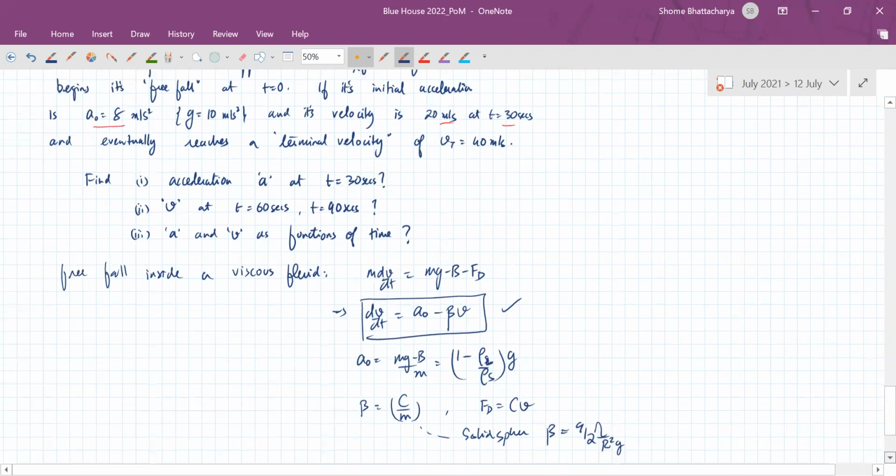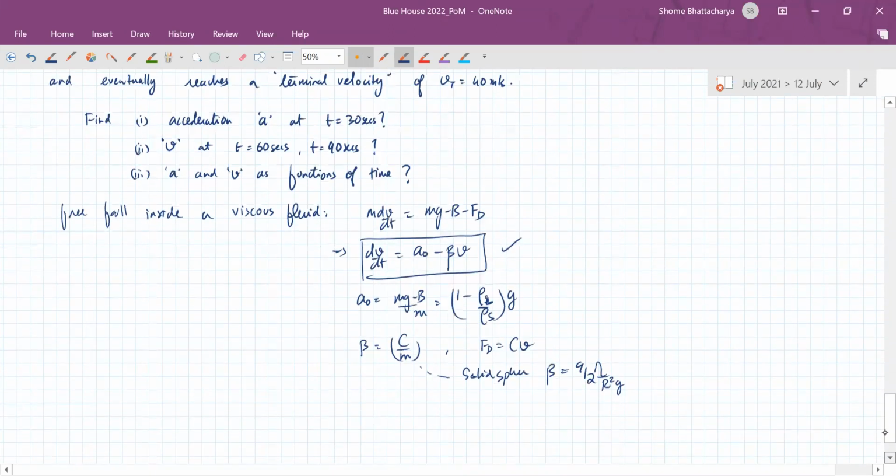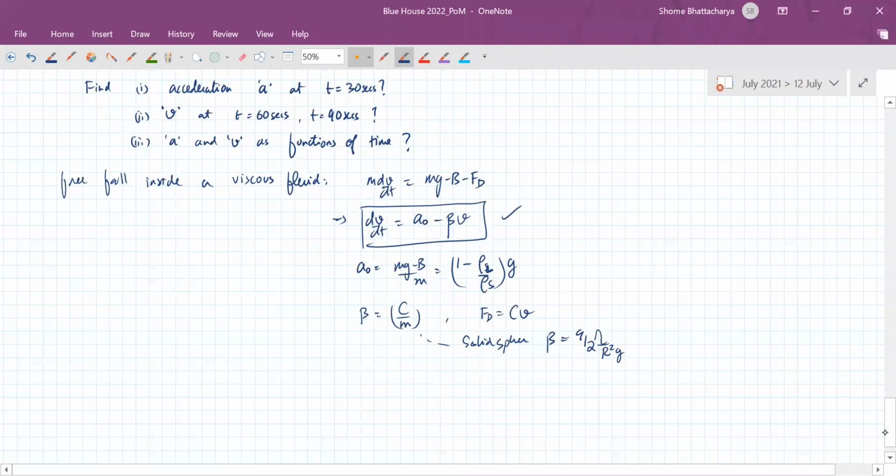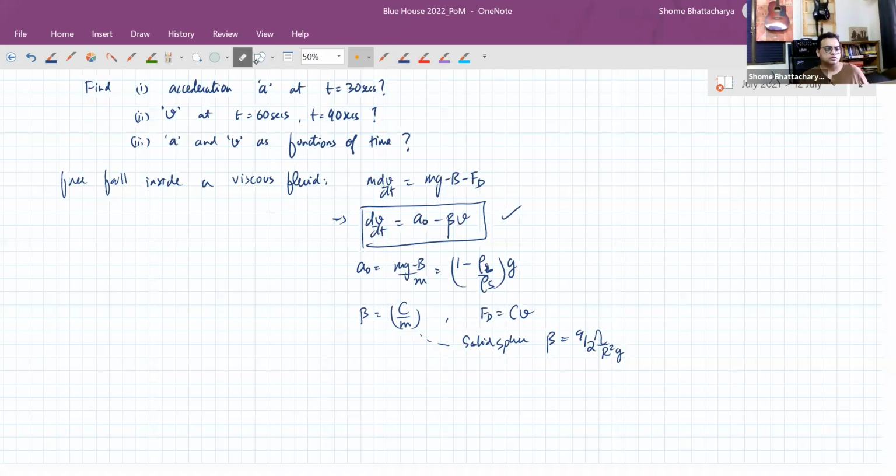Sir, R square provides. Sorry, what was your question, beta, again? Come again. Sir, the value of beta will be R square by rho s, the density of solid. Yes, rho of this solid, so not g.